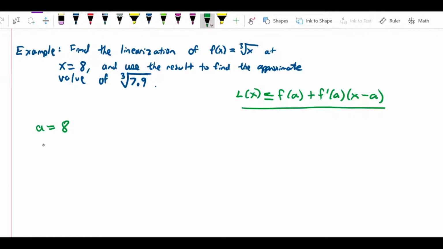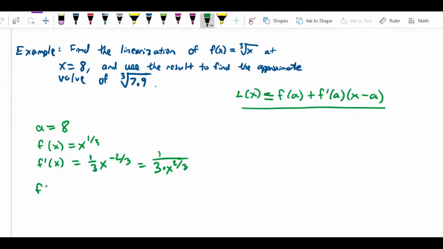We know that if f of x equals the cube root of x, we can rewrite that as x to the 1/3. So that means that f prime of x is equal to 1/3 x to the negative 2/3, which can be rewritten as 1 over 3 times x to the 2/3. So what we're going to need here are f of a and f prime of a.